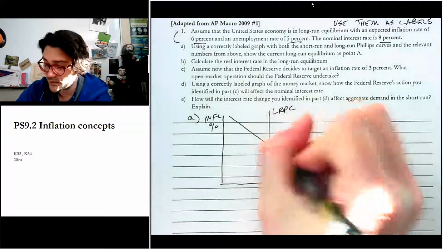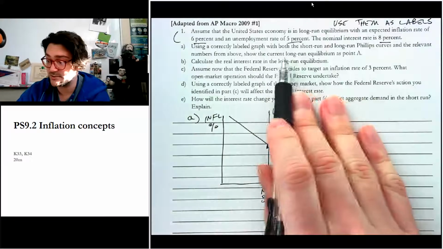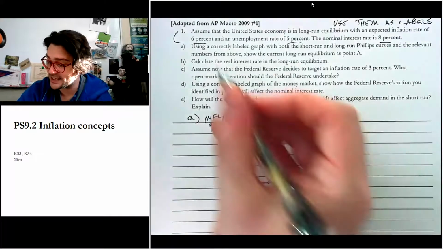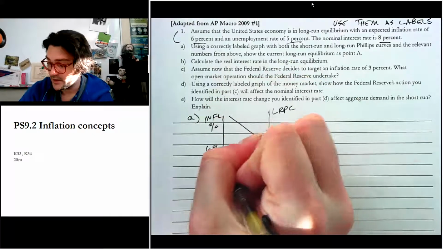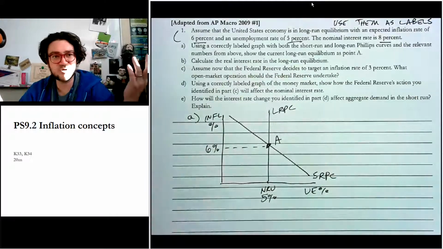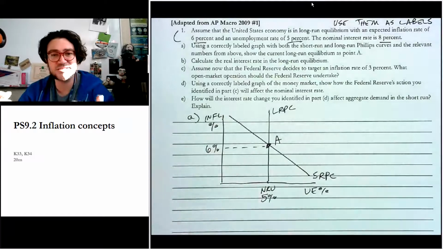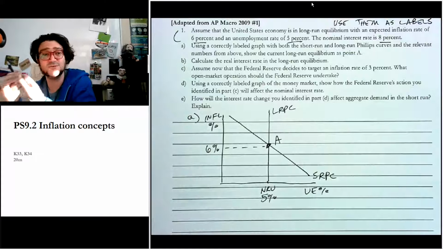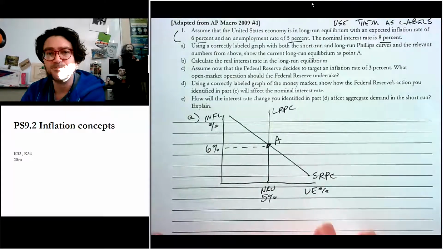We're at this point A, so label it as point A. That's where we are. So this point is going to be that 6%. Now the nominal interest rate, we don't put that on the graph. Sometimes you're going to get problems where they'll give you an extra piece of information that you don't always need right away, but you might need it later in the problem.